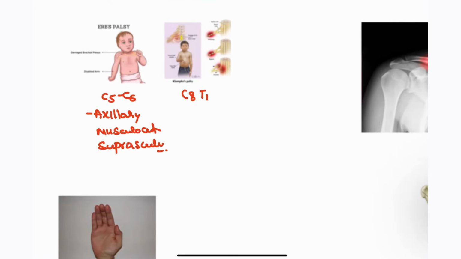In Klumpke's palsy, this is C8 and T1, right? And this patient will be presented with a complete claw hand. Along with that, it is also going to involve the cervical chain. So if it involves the cervical chain, that patient will be associated with Horner syndrome. Okay, this is also an important point, right?